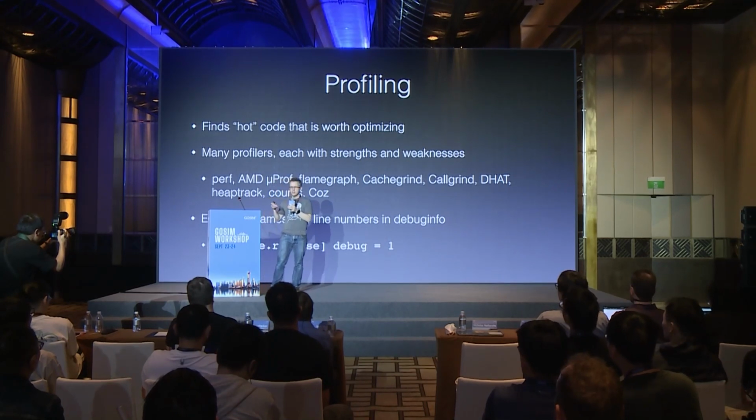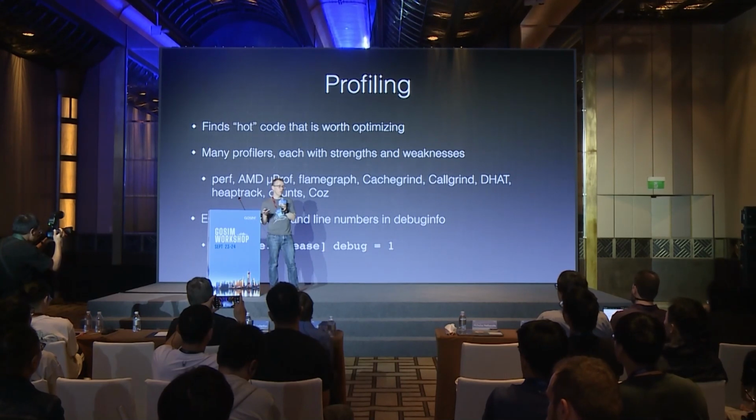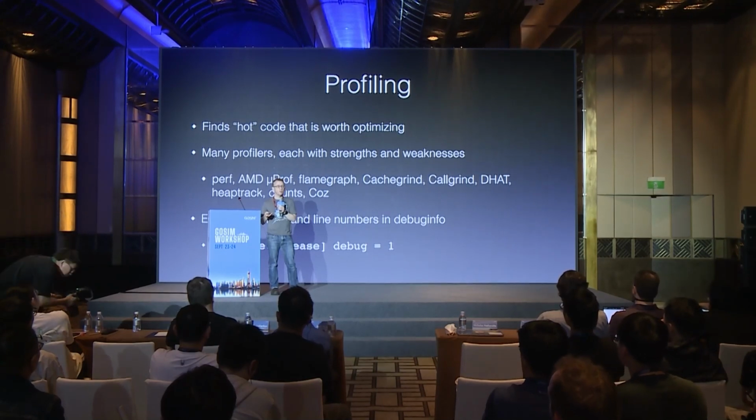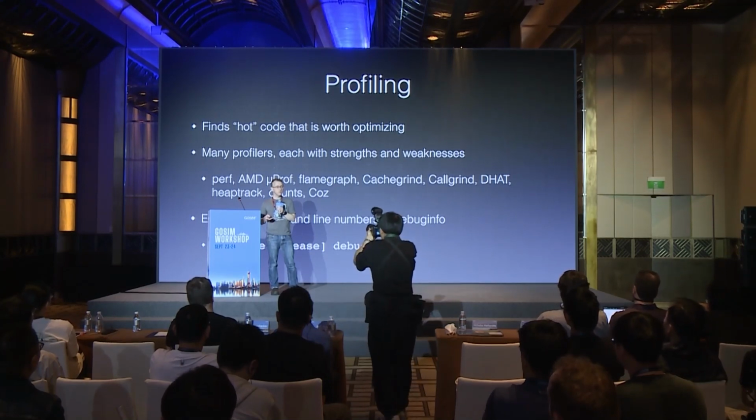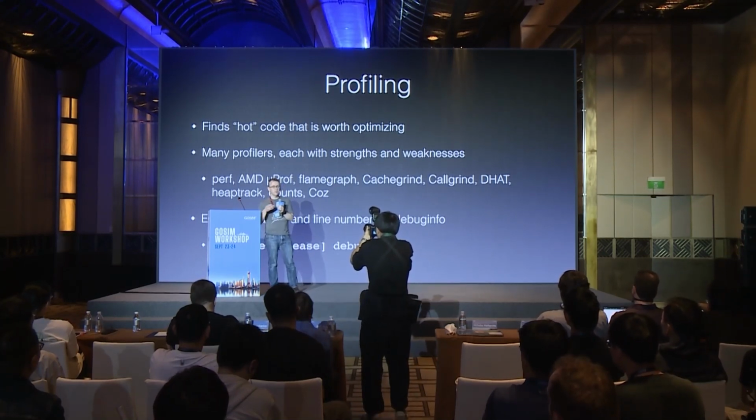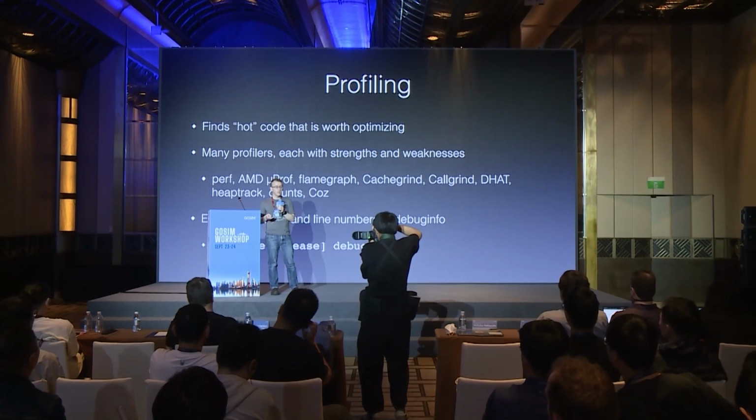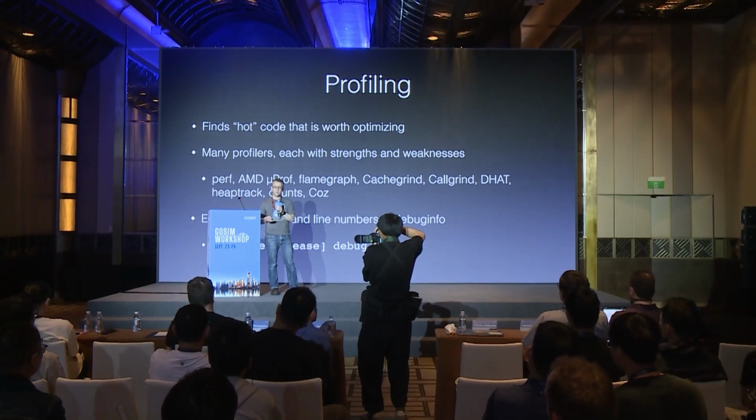Now, if we want to actually change our Rust code to make it faster, we need to understand which parts we should change. So the idea here is you need to use profiling to find the hot code that is worth optimizing. Now, there are many profilers available. Each one has its strengths and weaknesses. You may have ones that you particularly like using. That's good. You can see here a list of profilers that are known to have been used on Rust code successfully. Some things like perf, some of the Valgrind profilers, and so on.